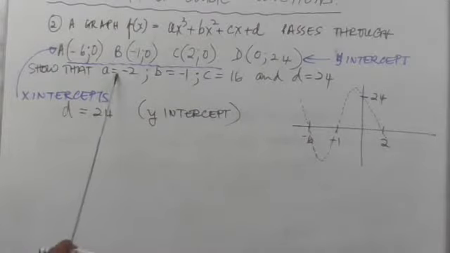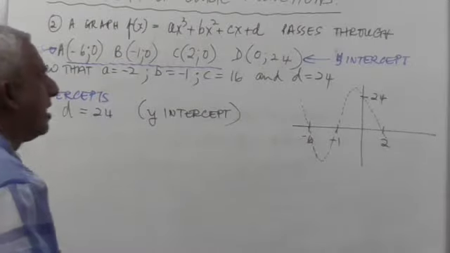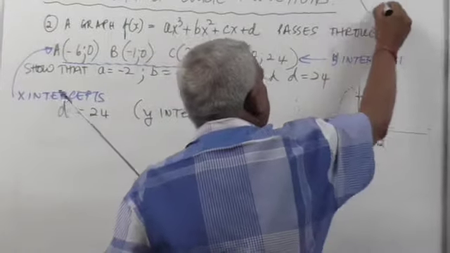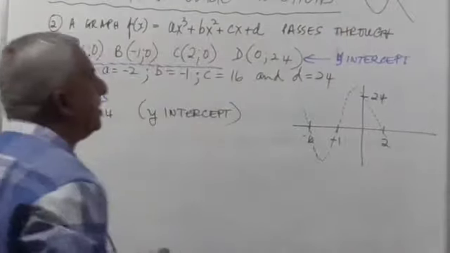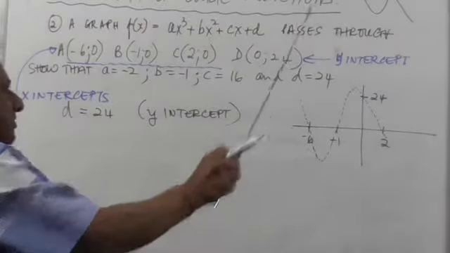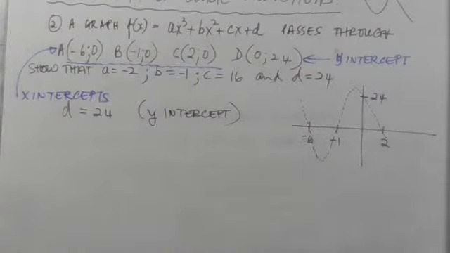But the clue is here. This is negative. Therefore, we told you the graph goes that way when the number in front of x cubed is negative. So you can see the graph is going that way. Right. So we already found d.